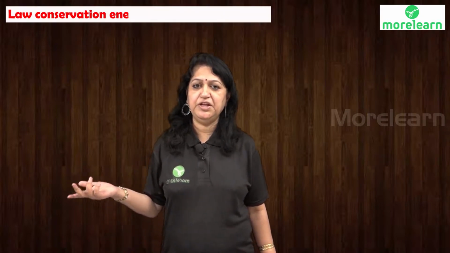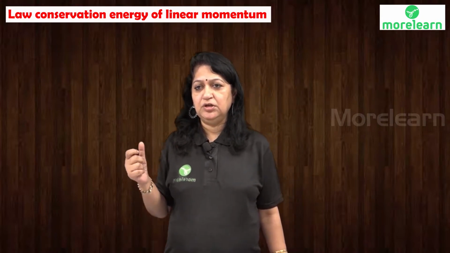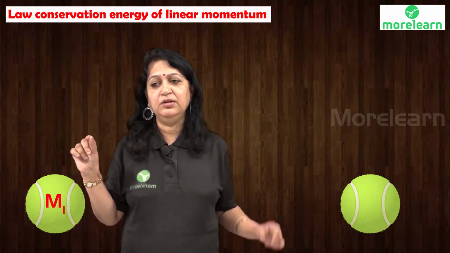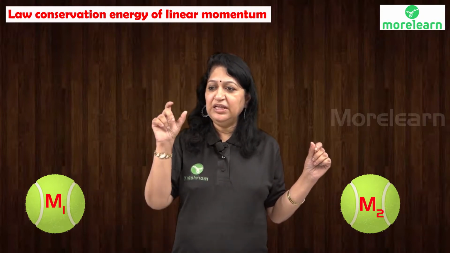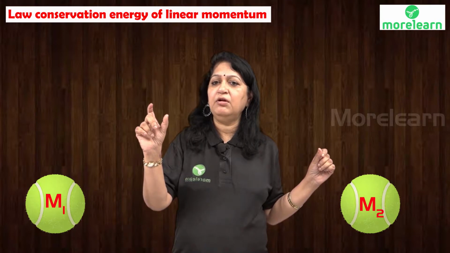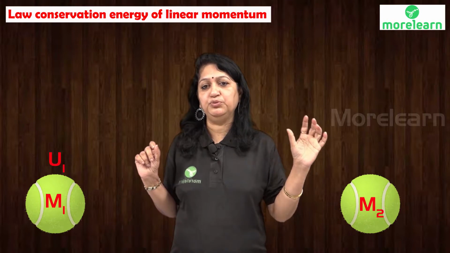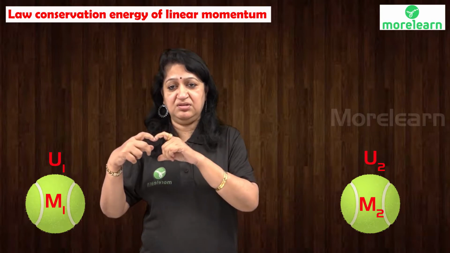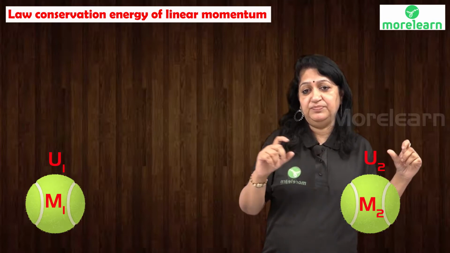Now let's understand what the law of conservation of linear momentum is. To understand this better, let's take two small balls. Ball 1 has a mass m1, ball 2 has a mass m2. The initial velocity of ball m1 is u1 and the initial velocity of ball m2 is u2. The momentum before the collision of these two balls is equal to the momentum after the collision.